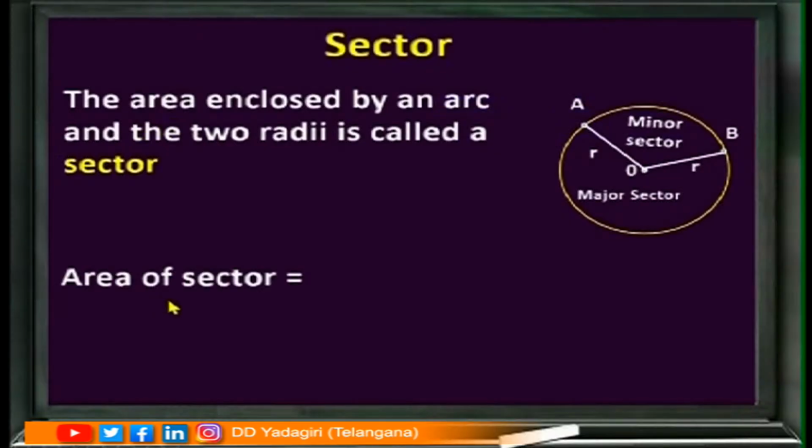Now let us see the area of sector formula. We have already studied this in the previous class. Area of sector is equal to x by 360 into pi r square. What is x here? X is the angle between the two radii. And pi value we can take as 22 by 7 or 3.14, and r is the radius of the circle.